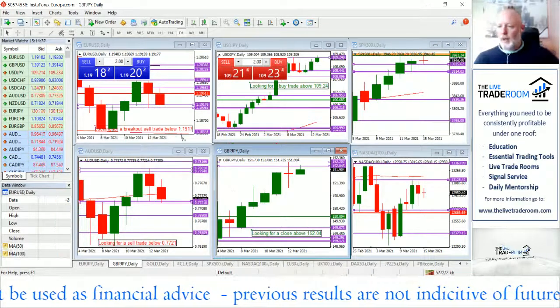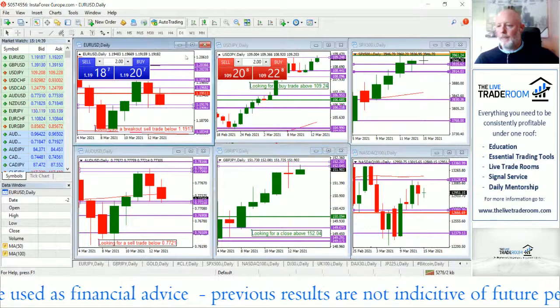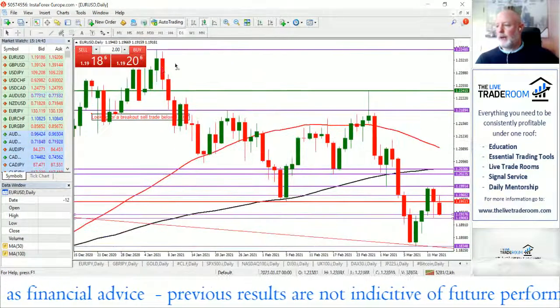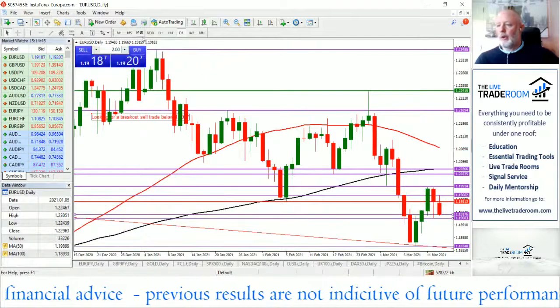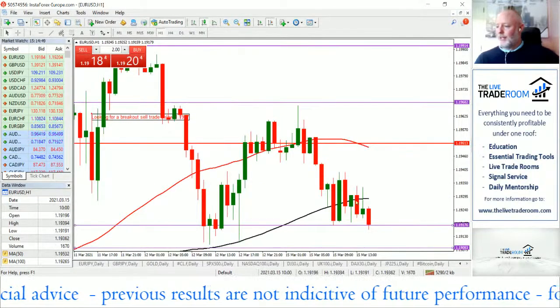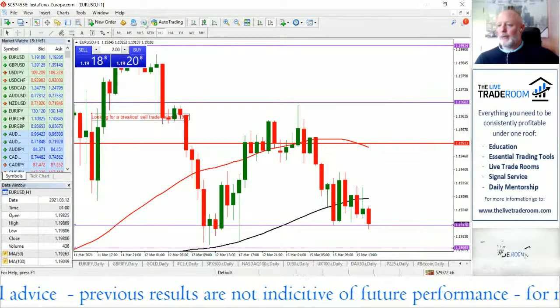Okay, so let's have a quick look then at the euro dollar trade. We'll just do a little bit of multi-time frame analysis and see how price behaves around this level.